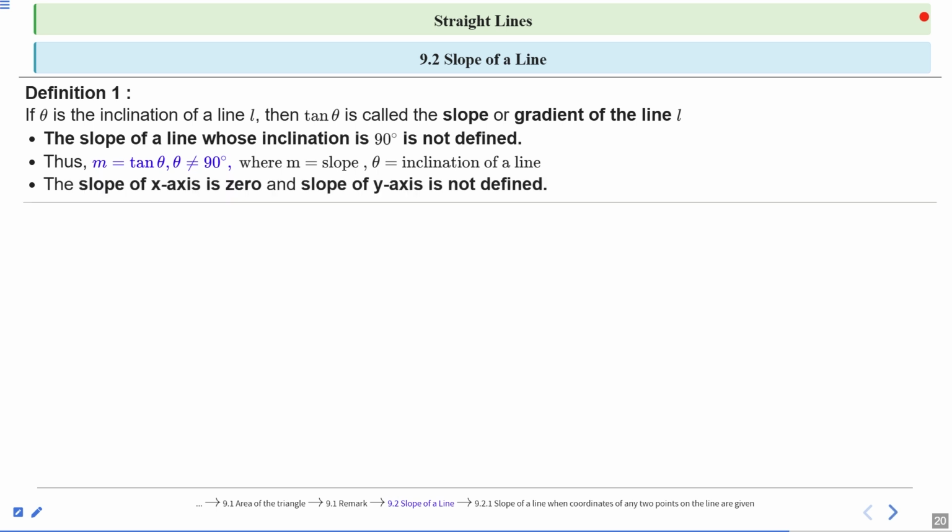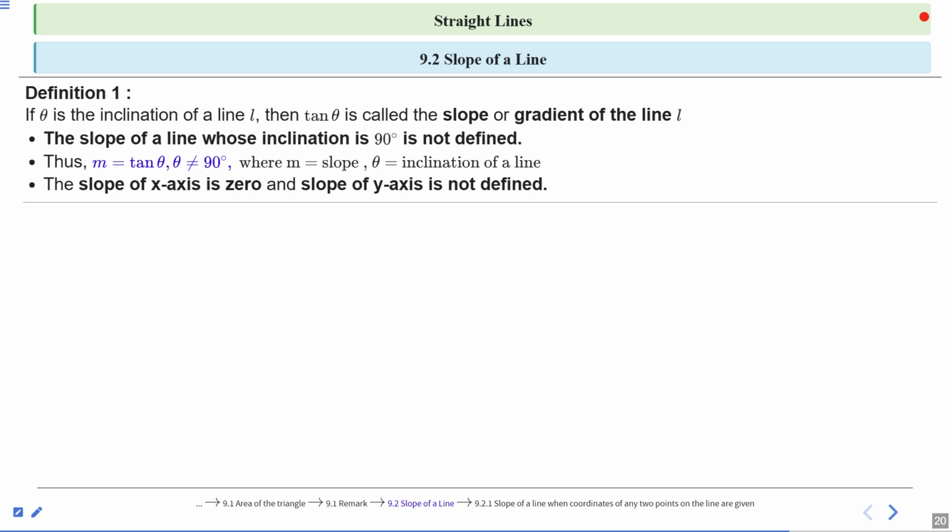The slope of x-axis is what? So what is the slope of x-axis? The slope of the x-axis is 0. Why? Because the x-axis coincides with positive x-axis, and here the inclination is 0. So the slope of the x-axis is tan 0 degree, and tan 0 degree is always 0. So the slope of the x-axis is 0.